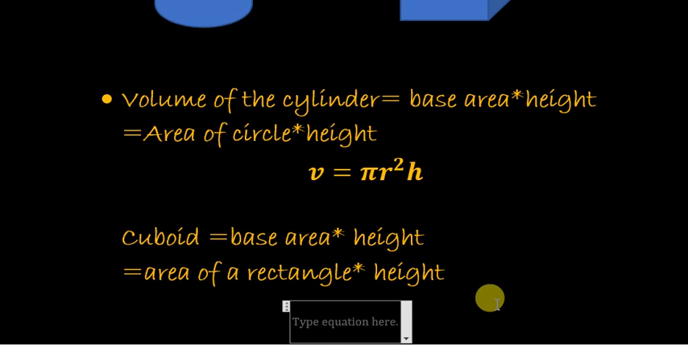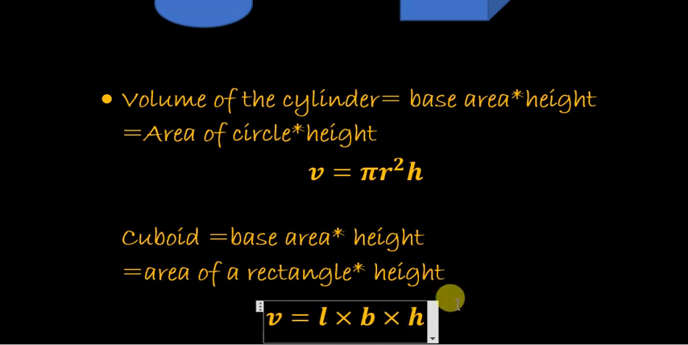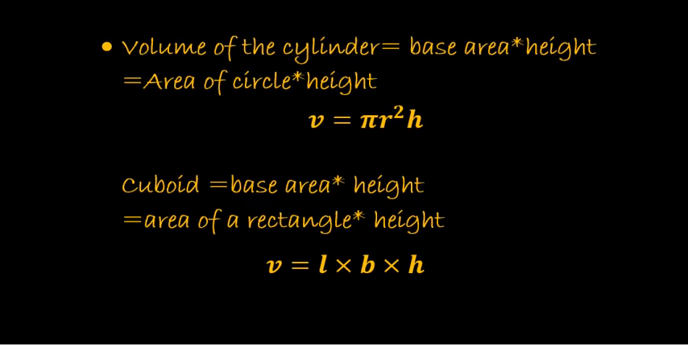Good. In the case of the cuboid, you can equally say the volume of the cuboid V should be equal to the product. Base area of the rectangle is length and breadth, so length times breadth times height. So basically, you realize that with these approaches, you can simply go about it in that manner.